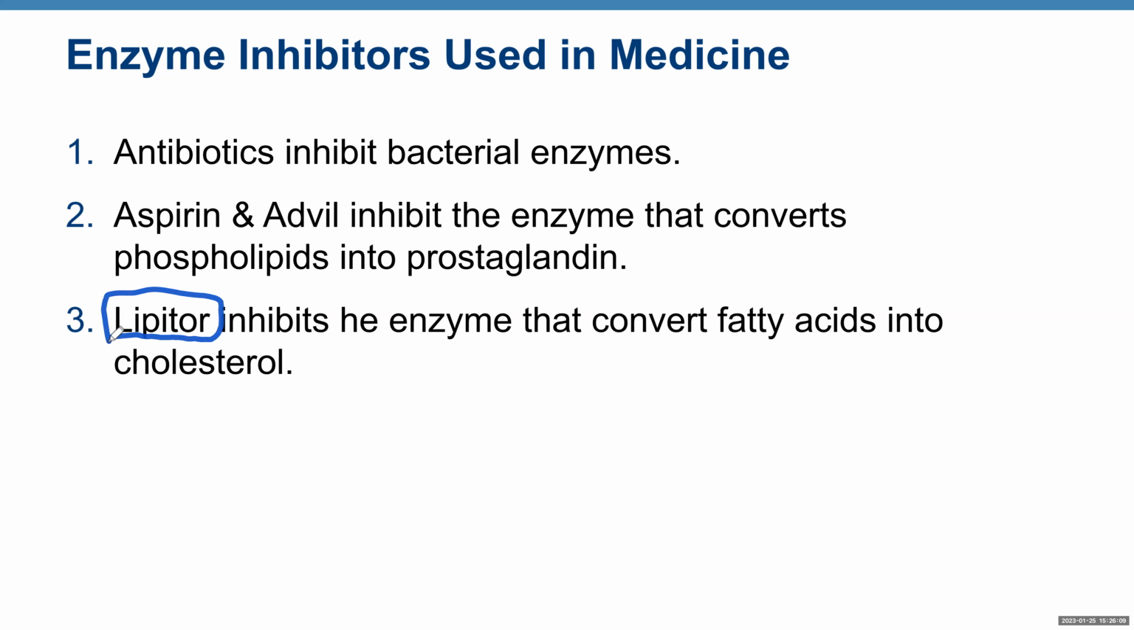Another very important one, Lipitor. If you know somebody with high blood pressure and high cholesterol, they're probably taking Lipitor. Lipitor inhibits the enzyme that converts fatty acid into cholesterol. So if you're taking Lipitor because your cholesterol is high, you inhibit the conversion of fatty acid into cholesterol, so you lower the cholesterol level in your body.